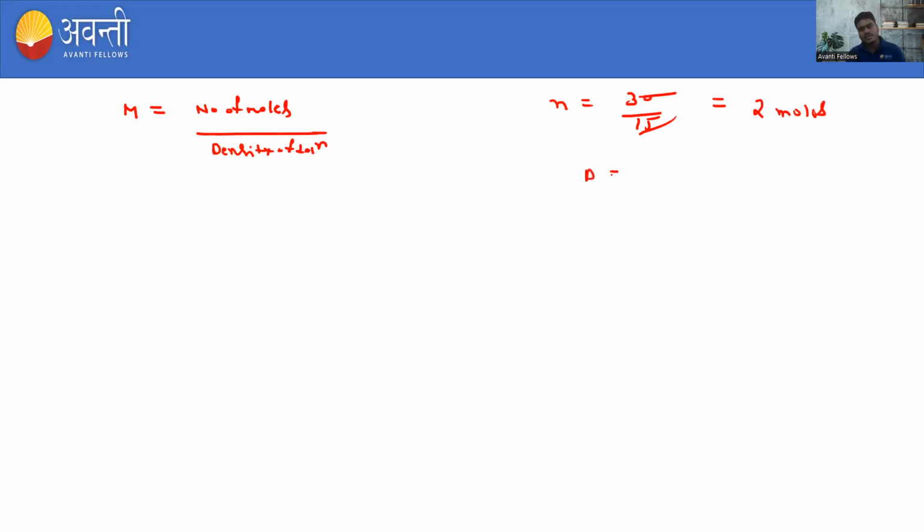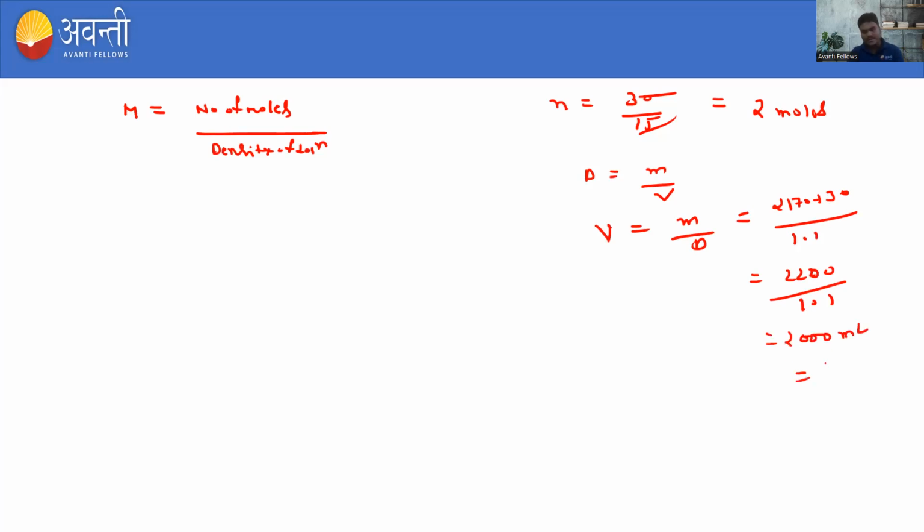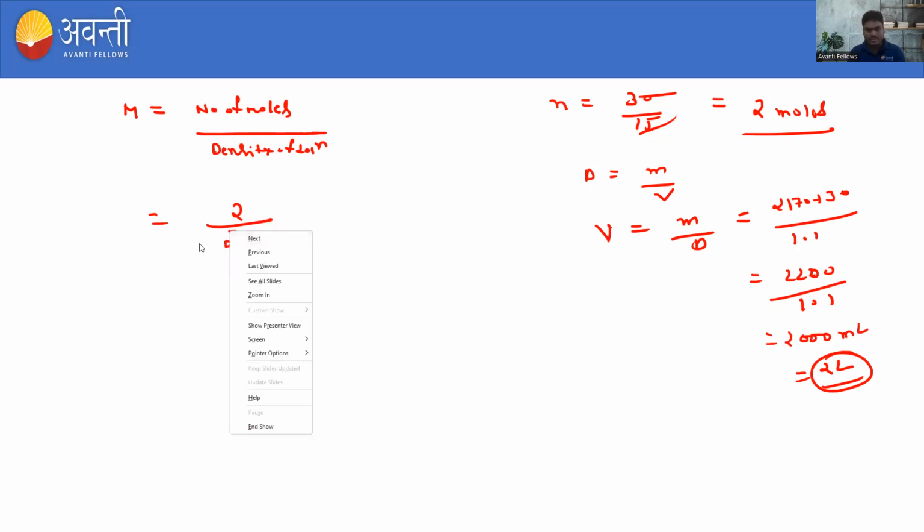Now, from the density, we know that density is equal to mass upon volume of the solution. So volume is equal to mass upon density. The mass is 2170 plus 30 and the density is 1.1. So this is 2200 divided by 1.1, which comes out to be 2000 ml, or in liters, 2 liters. So the volume is also found, and the number of moles is 2. So this comes out to be 1 molar. So the answer is 1 molar.